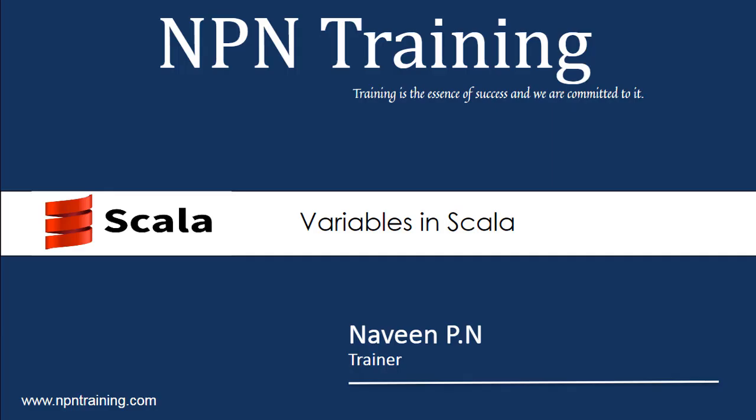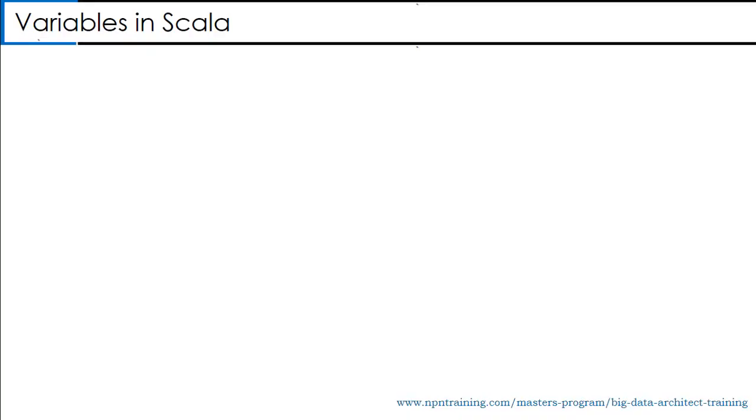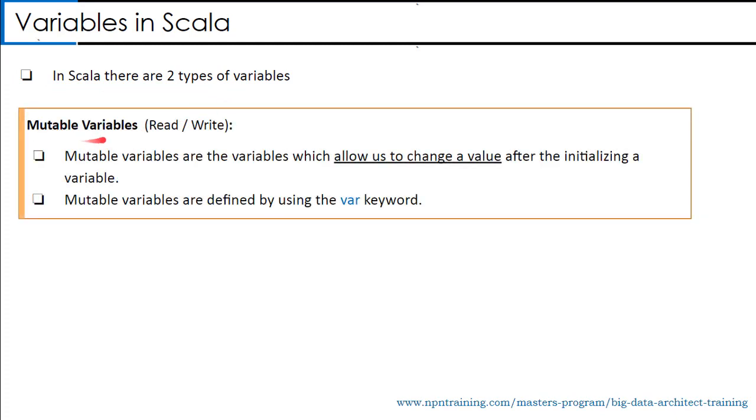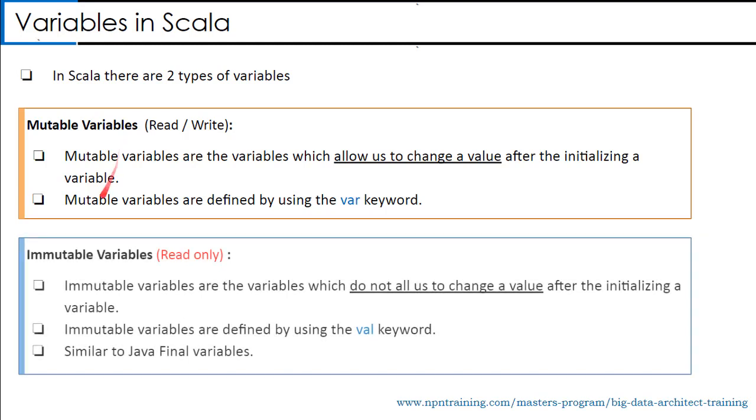In this video, let us understand variables in Scala. In general, variables are nothing but which are used to store values. In Scala, there are two types of variables. One is mutable variables and another one is immutable variables.